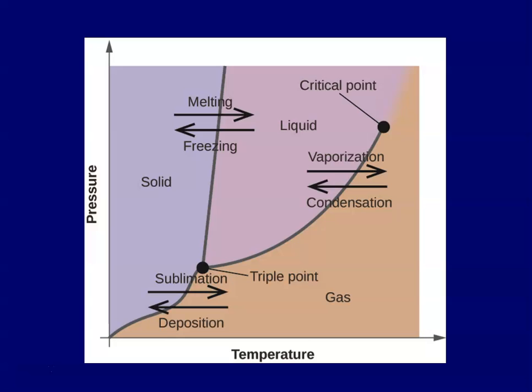You'll also notice at the end of the liquid-gas line, there's a dot that indicates the critical point, the temperature above which your liquid can no longer exist. And then there's also a dot at the center of the Y-like shape, and that is known as the triple point. That is the temperature and pressure at which all three states of matter are in equilibrium. They are all present at the same time.